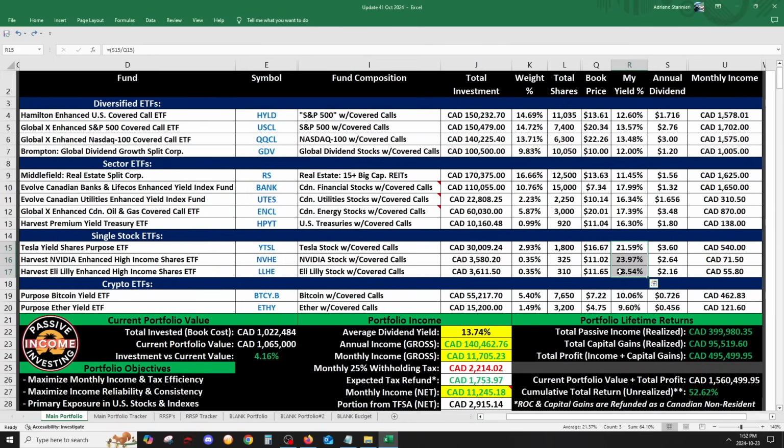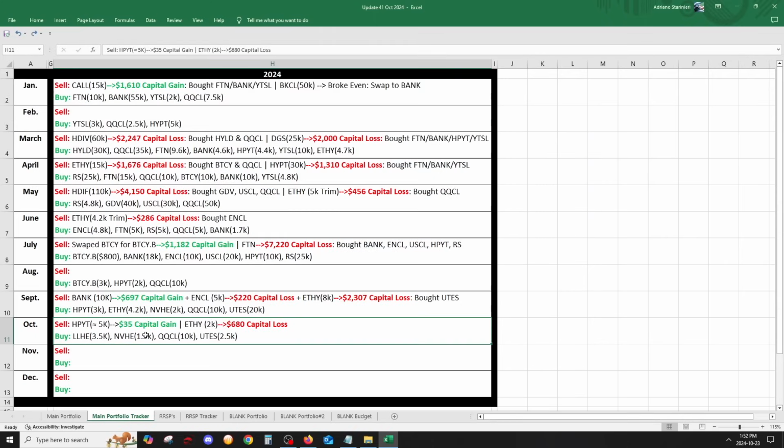You know, I wouldn't buy the single stock covered call ETFs. I would never buy them unless, A, they're leveraged, and all 3 of these are. B, I like the stock. And C, they have to have a yield of at least 18% or more, because if not, it's not worth it. I might as well buy a QQCL or a HYLD or a USCL. So that is pretty much what I've done in October.